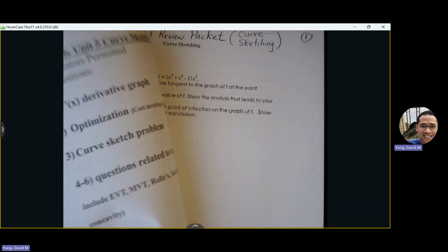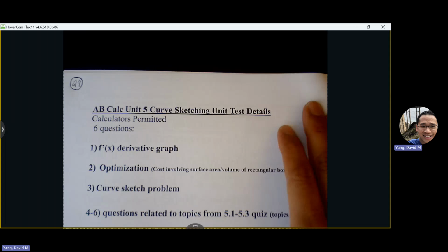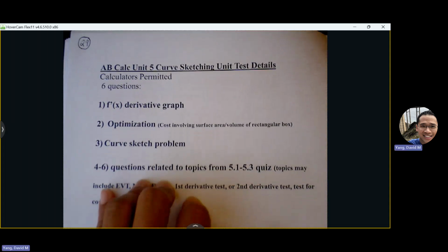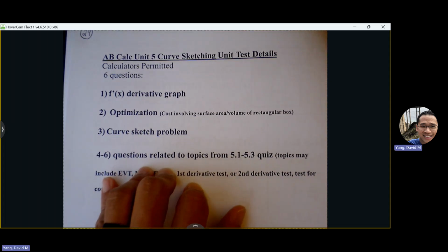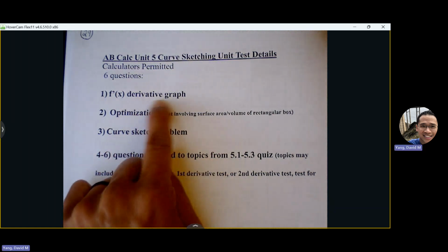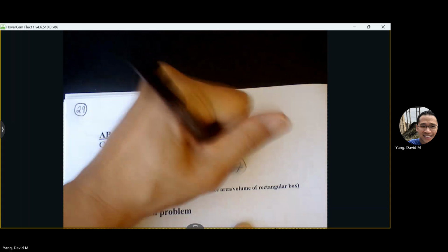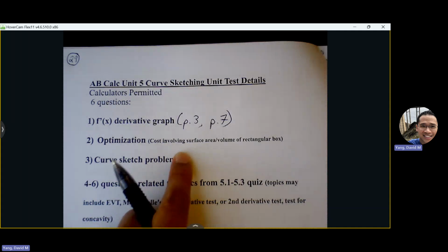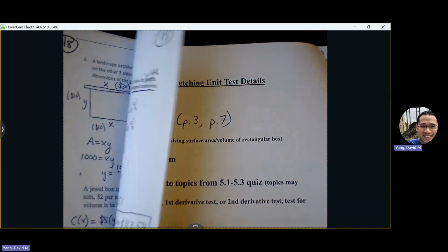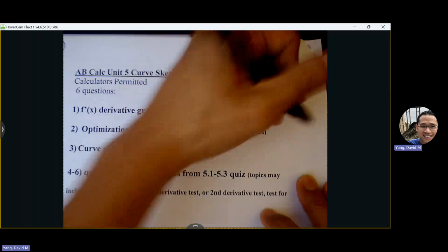Okay, just real quick here, if you turn to the very back of the packet, this is what your test will look like on Friday. You're going to see a derivative graph, just like how we did on page 3 and page 7. You'll see an optimization problem, just like what we did on page 19.